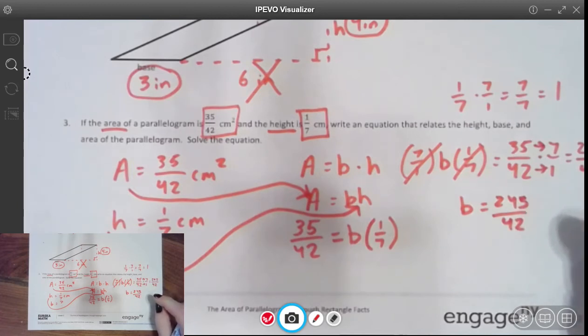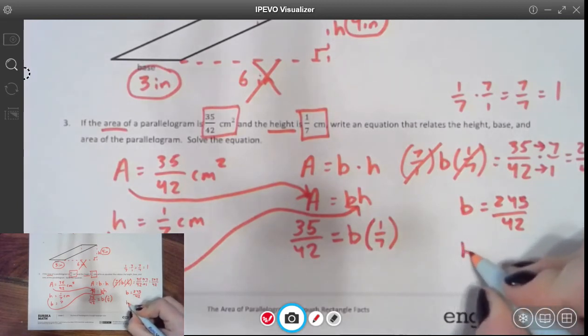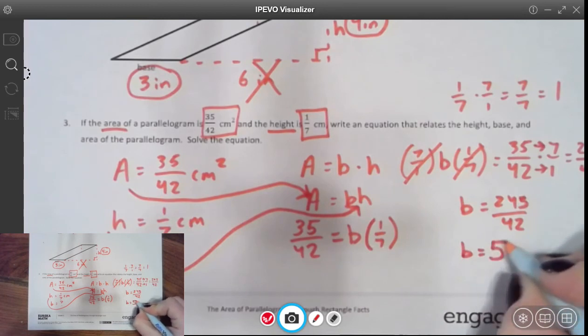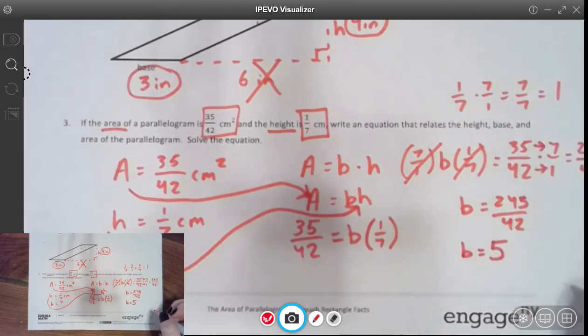So we could just think of this fraction bar as division and do 245 divided by 42. And we could see that 5 full groups of 42 go into 245. So the base is equal to 5 whole groups. And then 42 times 5 is 210. So we do 245 minus 210, and we get 35/42.